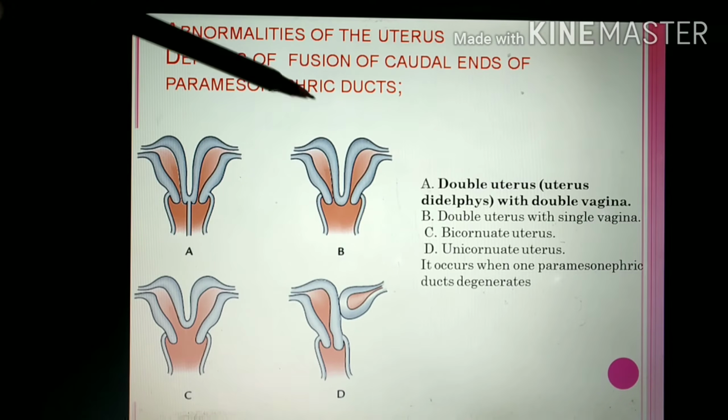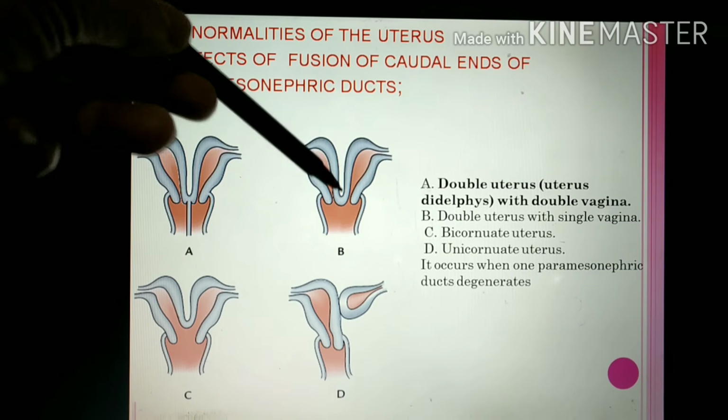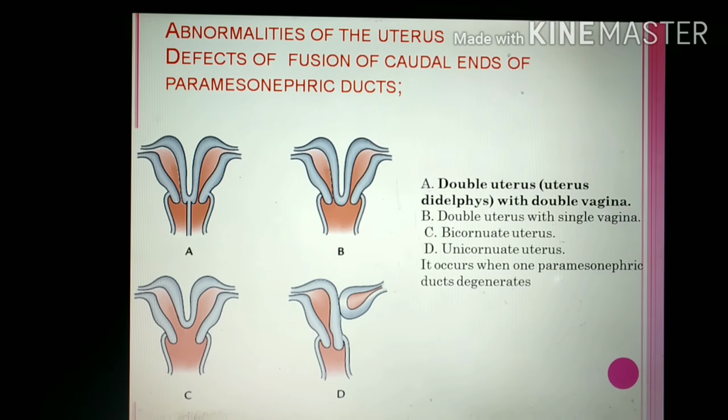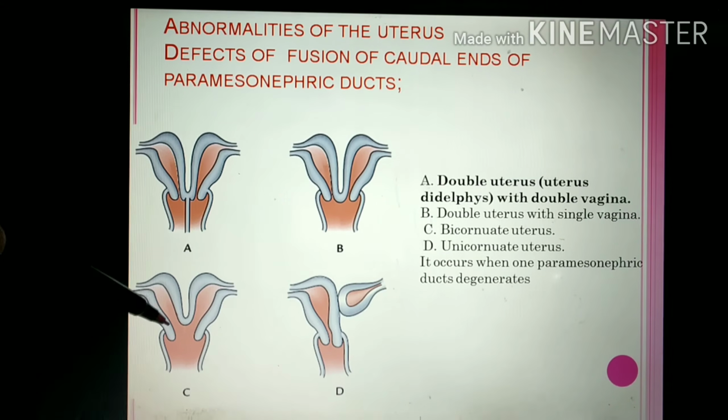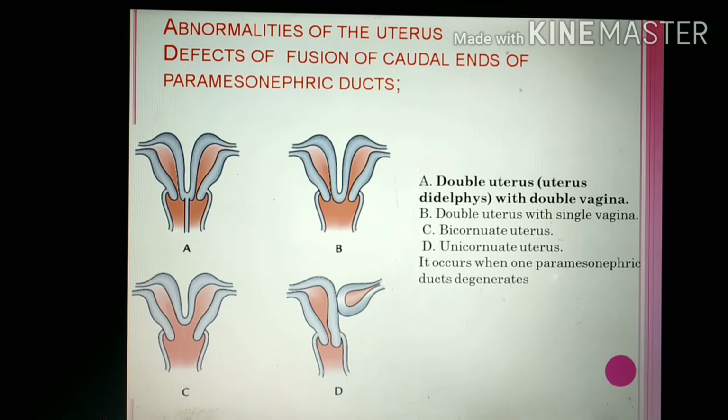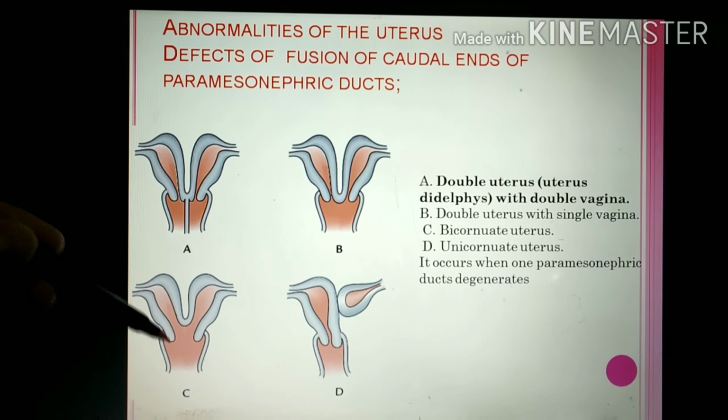The second condition, in this condition, paramesonephric ducts fail to fuse but they are close to each other. In this condition there will be two uterus, two cervix but vagina is single. This is also uterus didelphus. Didelphus means double uterus condition. The third condition is called bicornuate uterus. In this condition there are two uterus but single cervix and single vagina.